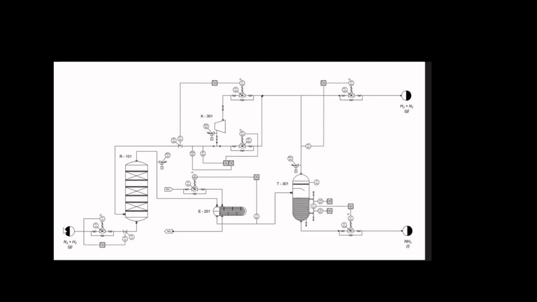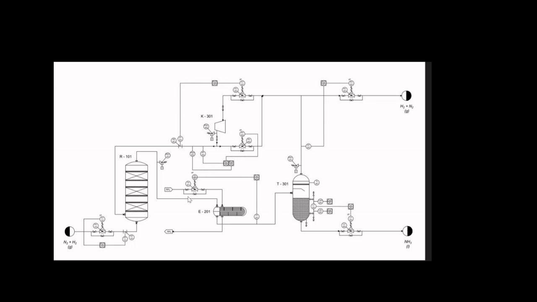We are feeding nitrogen and hydrogen from the battery limit at the right compositions, temperatures and pressures. The flow is controlled by a control loop and the mixture goes into a fixed bed reactor with several beds. There, nitrogen reacts with hydrogen to form ammonia. So, at the outlet we have a mixture of ammonia plus some unreacted nitrogen and hydrogen.